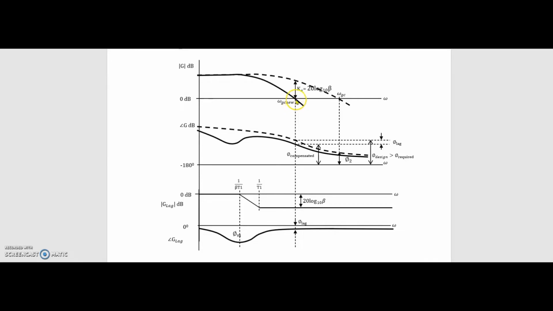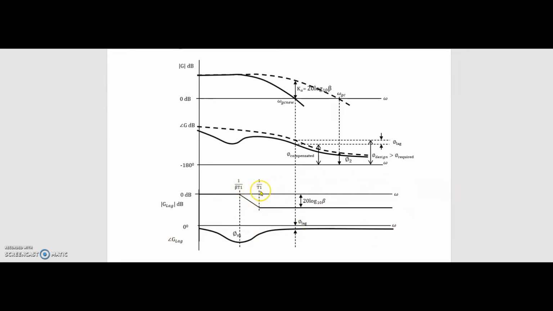Now you can see here, this is omega GC new, and at this new gain crossover frequency, the phase margin is more. So this is the concept of lag compensator. We know that a lag compensator has these frequency responses, or these Bode plots. This is the Bode plot of lag compensator. This is the gain plot, and this is the phase plot. So you can see that gain is negative.